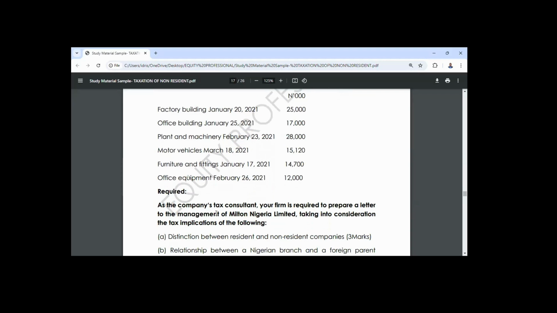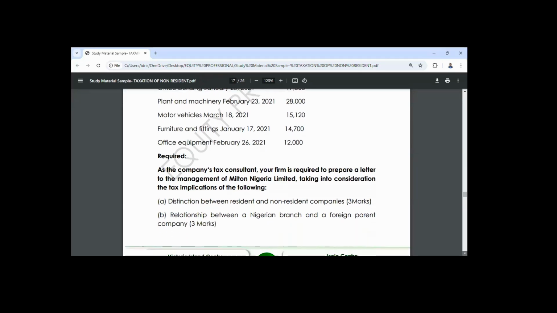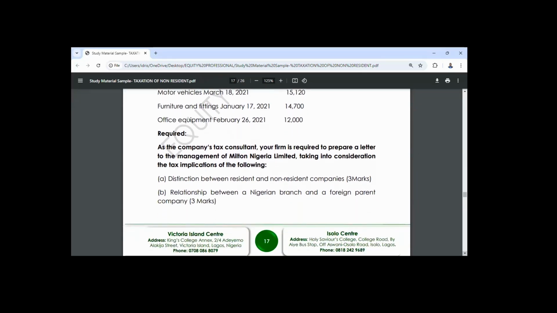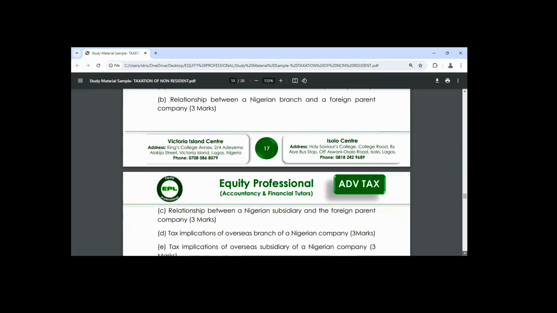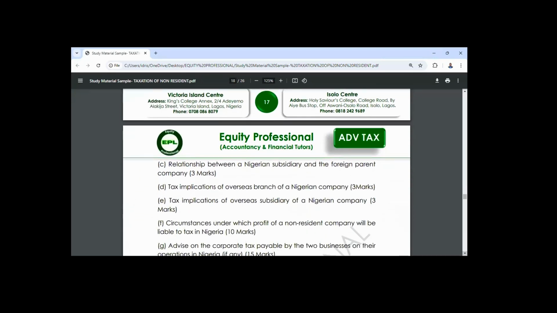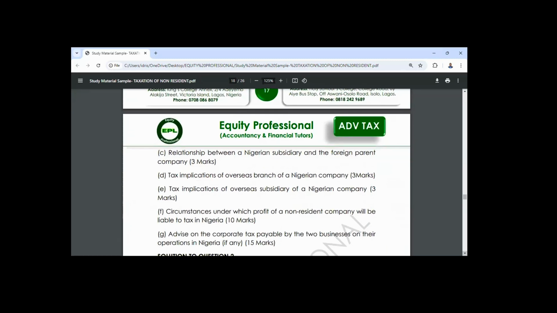Now, as a company tax consultant, your firm is required to prepare what? A letter to the management of Milton Nigeria Limited, taking into consideration the tax implication of the following. A, we are asked to distinguish between what? Resident company and non-resident company. B, we are asked to mention the tax implication of the relationship between Nigeria branch and a foreign parent company. C, relationship between Nigeria subsidiary and a foreign parent company.